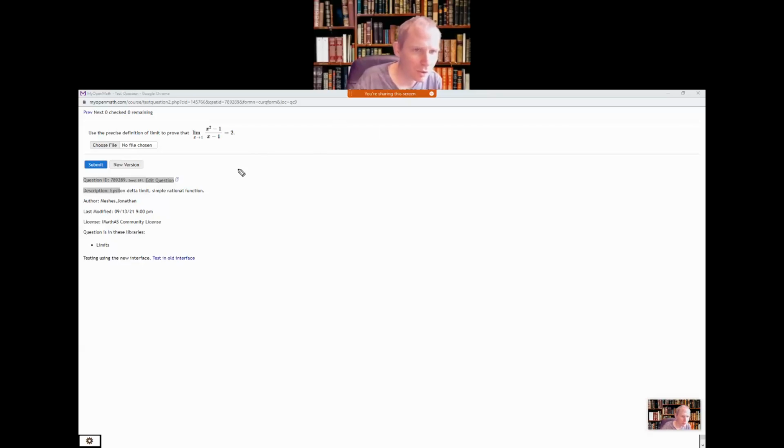All right, so first we have the finding delta portion of things. So I want to start off with |f(x) - L| less than epsilon and work towards |x - a| less than delta. Here, in this case, a is 1. My f(x) is x squared minus 1 over x minus 1, and the L is 2.